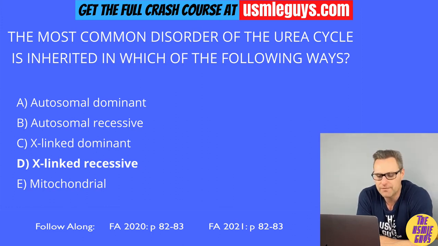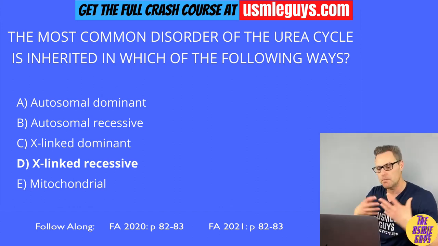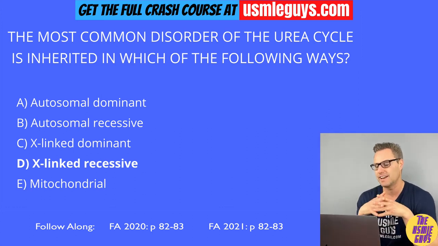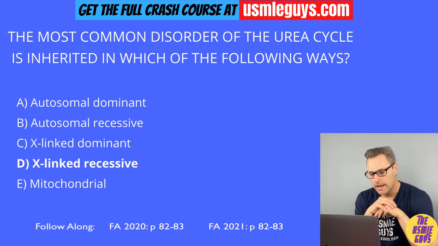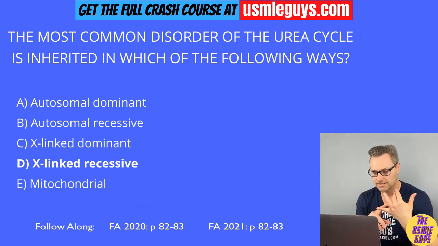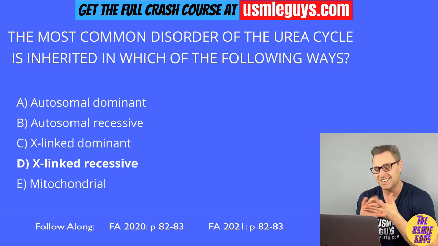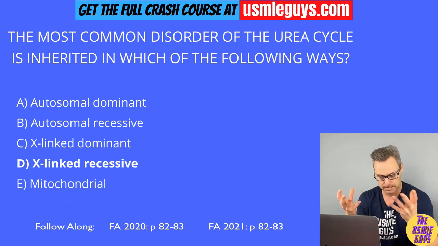Now, a deficiency of that rate-limiting ornithine transcarbamylase enzyme will lead to a buildup of ammonia in the blood. And this enzyme deficiency is inherited in an X-linked recessive manner, and it results in a variety of consequences like lethargy, ataxia, asterixis, slurring of the speech, and even death. Now, this is your most common urea cycle disorder, meaning it is most likely to be tested.